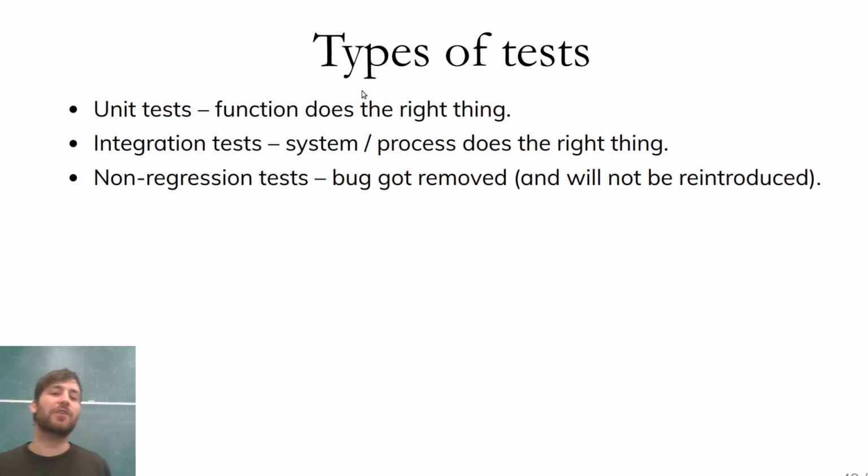And as I said, there are non-regression tests, which test that a bug got removed and it will not be reintroduced. Actually, this is a place where I often use test-driven development. So if I know there's a bug, I write a test for the bug, and then I work on the code until the test passes. So that's the case where I use test-driven development, where I write the test first. Because I know what's supposed to happen, I know it's not happening, that's the bug. So I write a test case for that, and I go debugging from there.